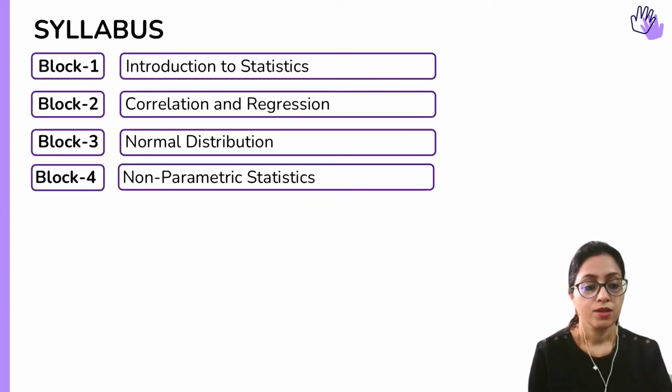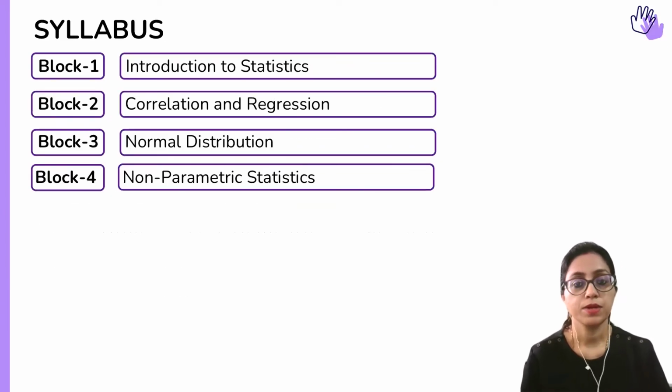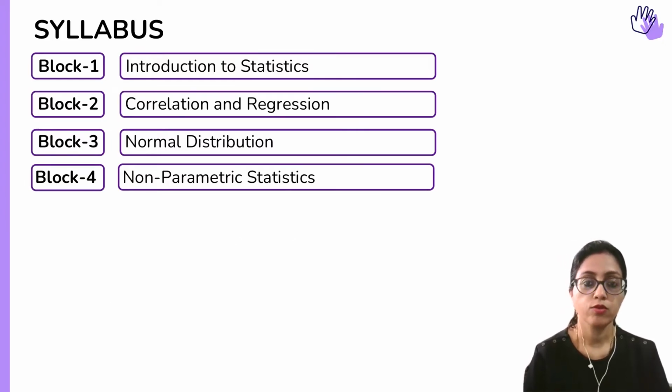This paper is divided basically into 4 blocks: block 1, block 2, block 3, and block 4. Block 1 talks about introduction to statistics. In block 2, we'll study correlation and regression. In block 3, we'll study normal distribution. And in block 4, we'll study non-parametric statistics. So let us look at each of these blocks in a bit more detail.